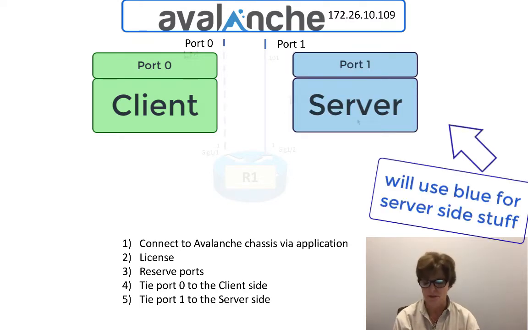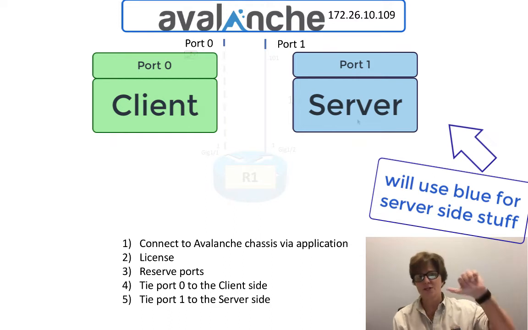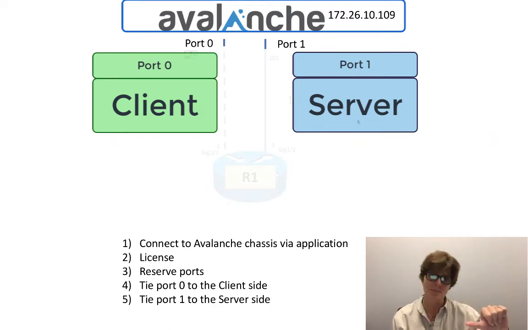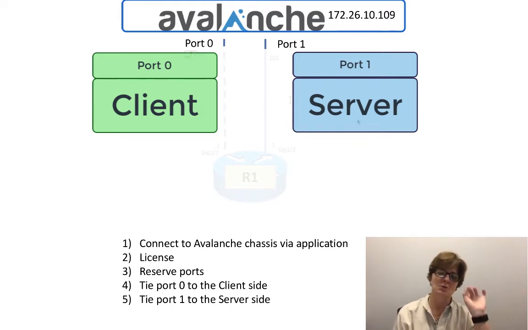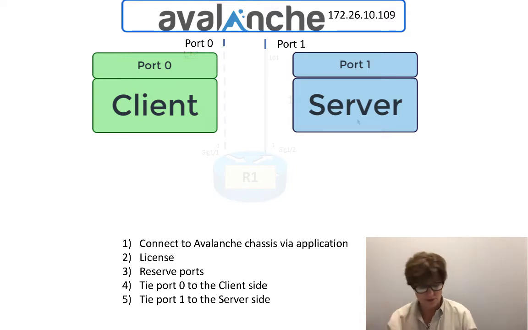So we're going to tie port 0 to the client side, and port 1 to the server side. So let's go ahead and, again, connect to the chassis, make sure that the license is on, reserve ports, and then tie port 0 to the client side and port 1 to the server side. So let's go do that.